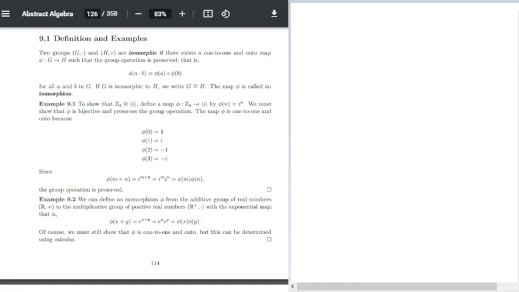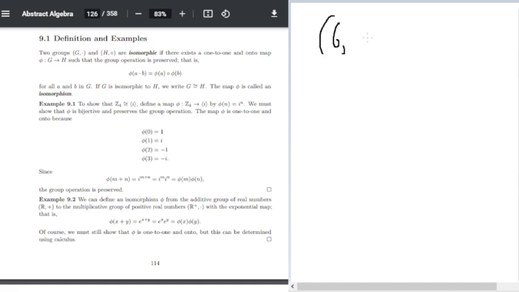Definitions and examples. Two groups, (G, ·) and (H, ∘), are isomorphic if there exists a one-to-one and onto map, phi from G to H, such that the group operation is preserved. That is, phi of a times b equals phi of a composed with phi of b, for all a and b in G. If G is isomorphic to H, we write G ≅ H. That's how you write the symbol in LaTeX. The map phi is called an isomorphism, so let's write this explicitly out here.